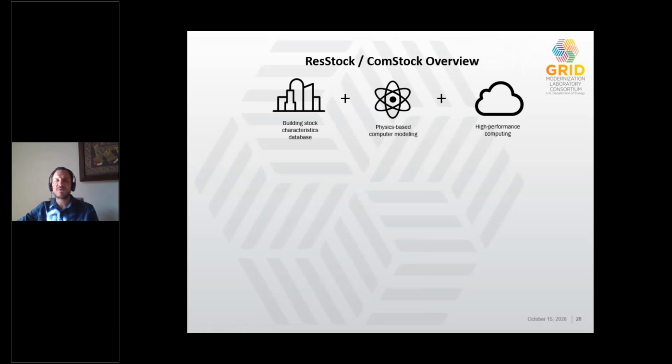The next few slides provide a brief introduction to the ResStock and ComStock tools. At their most basic, these tools combine a database of building stock characteristics with physics-based modeling and high-performance computing workflows.